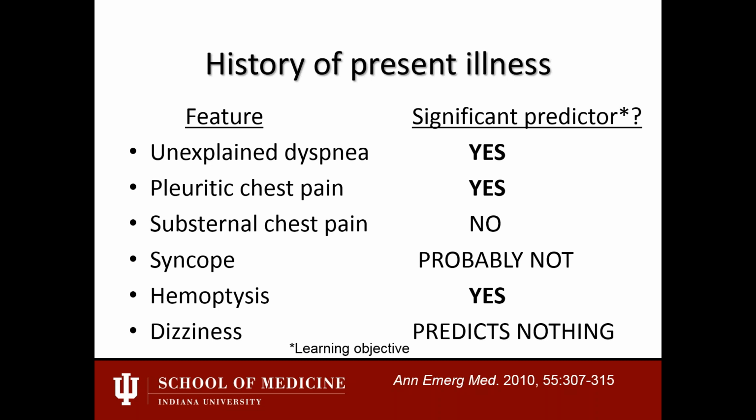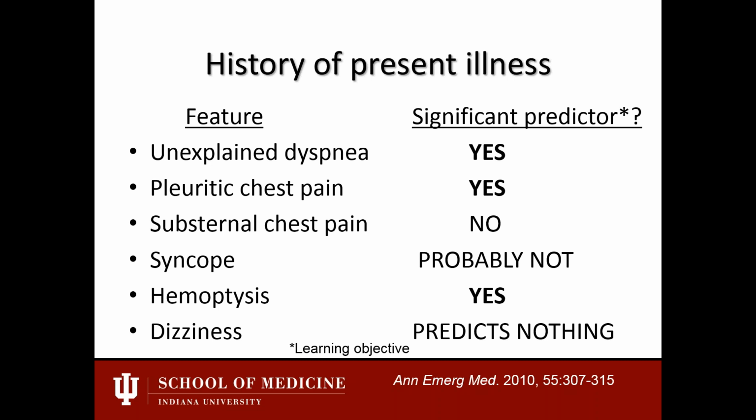So new onset of dyspnea with exertion can very well be pulmonary embolism as well as heart failure. So unexplained dyspnea. Pleuritic chest pain, yes, a significant predictor. Substernal chest pain, no, in fact, probably points away from PE. Syncope, controversial with the most recent New England Journal paper that came out of Italy.